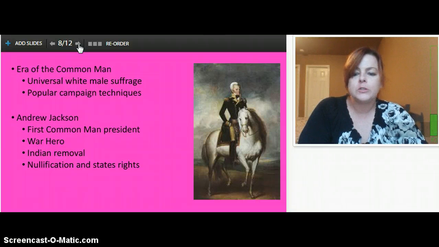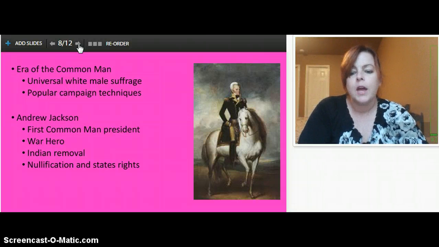Okay, so some big issues with Andrew Jackson are Indian removal, right? And of course, we're doing a big project on that, so I won't go into too much detail on that. But basically, they want to remove the Indians to get their land, right? Same old story, different time frame.